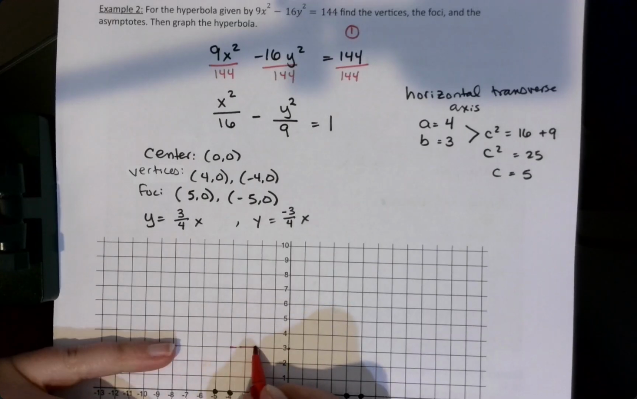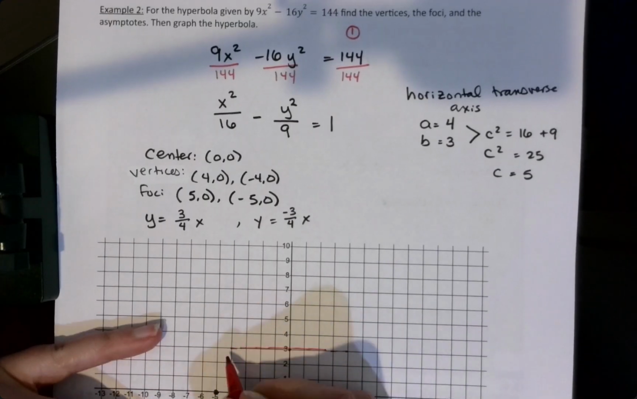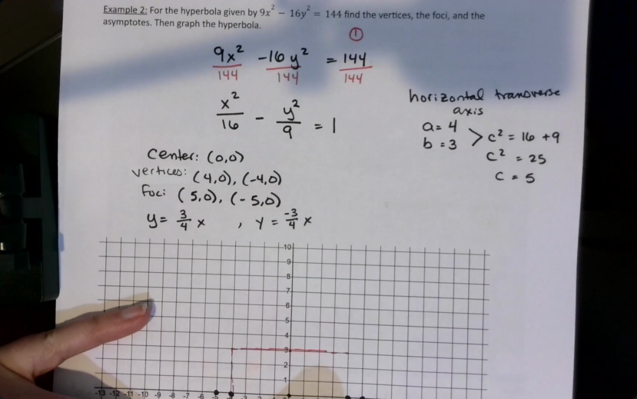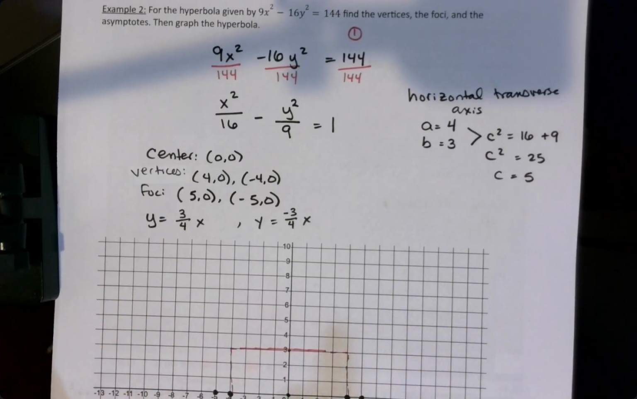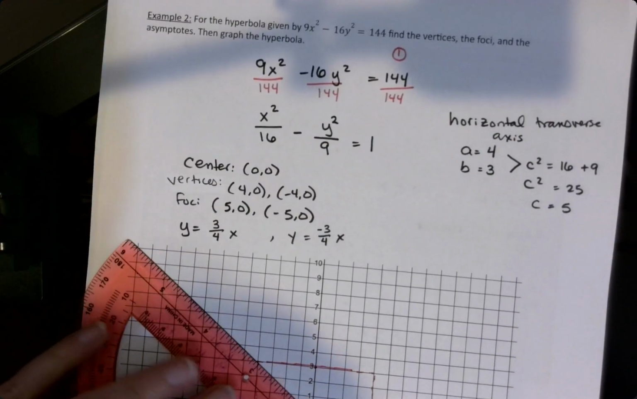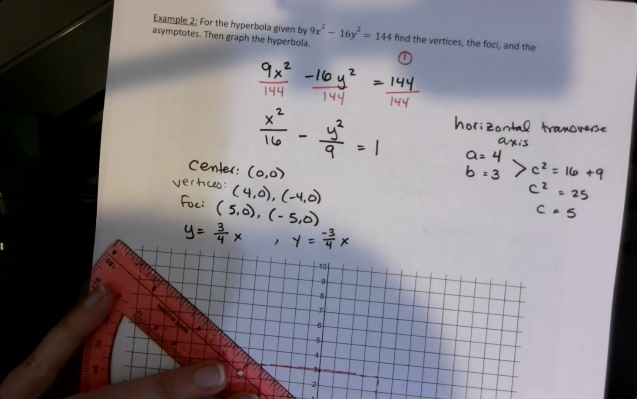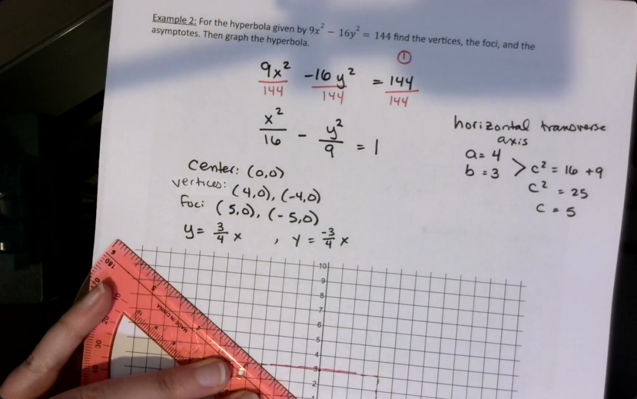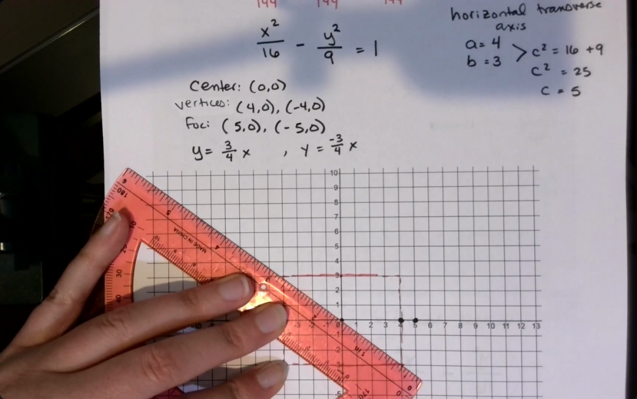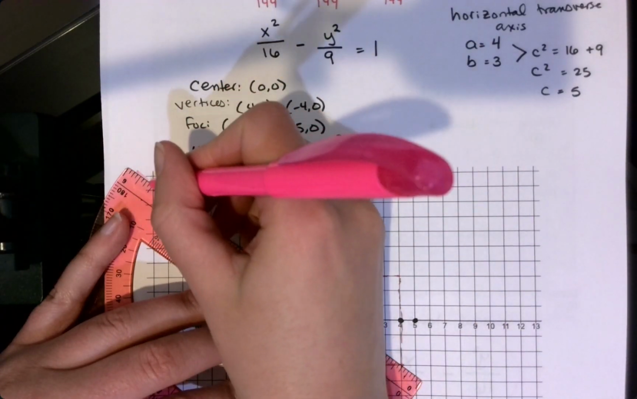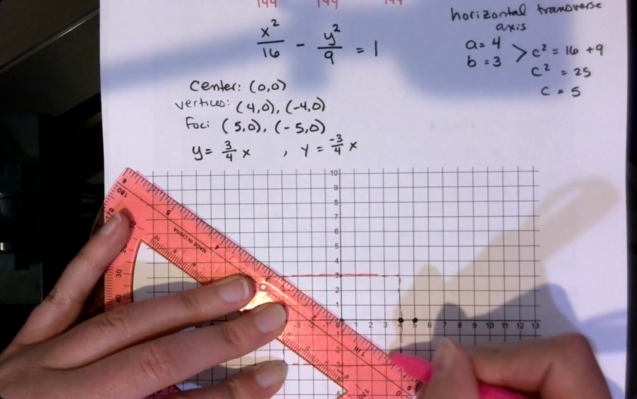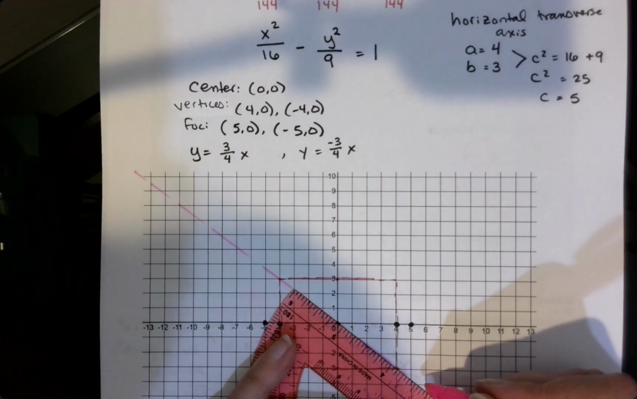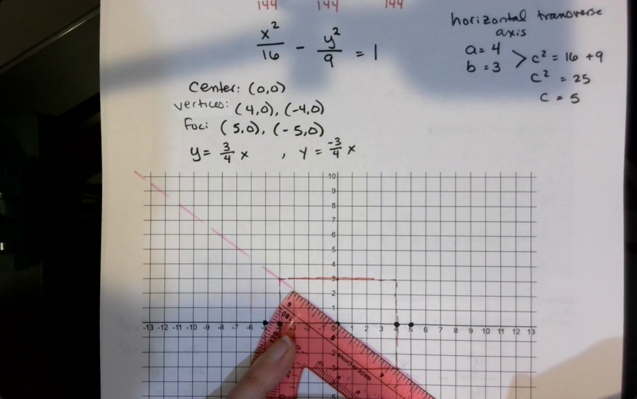So if I box in my transverse and conjugate axes, that should give me a quick way of graphing our asymptotes, just through the corners of these. Graphing through the corner of my box should be our line. This one I'm drawing, the negative slope one first.